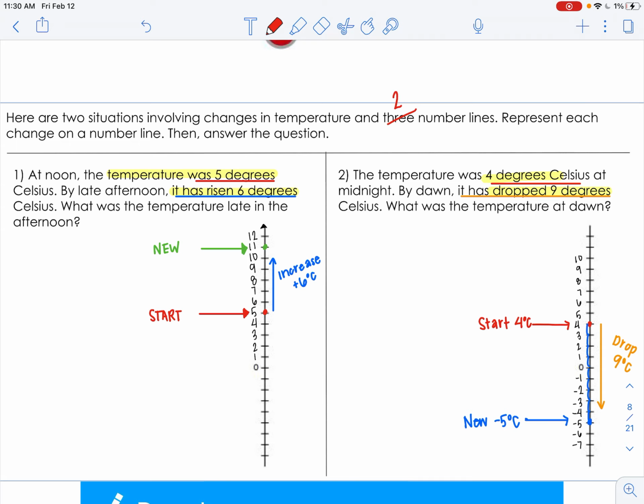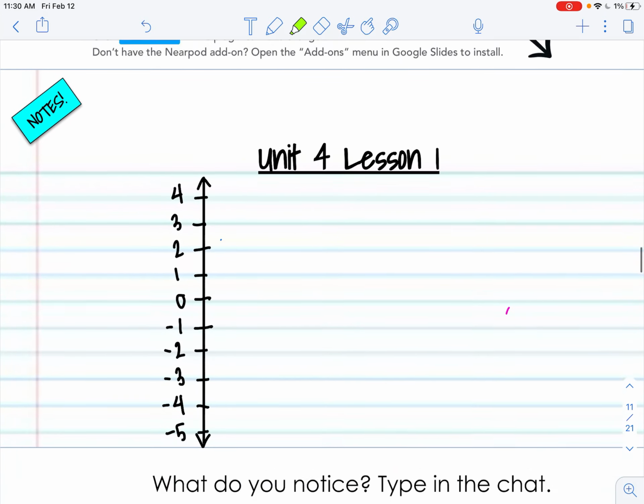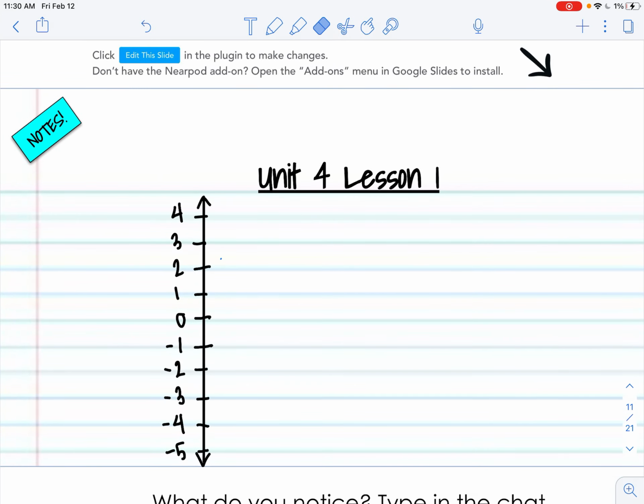We have a similar situation in question 2. The temperature was 4 degrees Celsius at midnight, but by dawn, it dropped 9 degrees. What was the temperature at dawn? We see here that we started at 4 degrees Celsius. We dropped down 9 degrees, but this time we're venturing into the negatives. Our new temperature is negative 5 degrees. I encourage you to pause this video, give questions 1 and 2 a try on your own. I just summarized them for you, and then go ahead and move on to question 3. Once you've done questions 1, 2, and 3, you're ready to come back here to take a look at these notes.